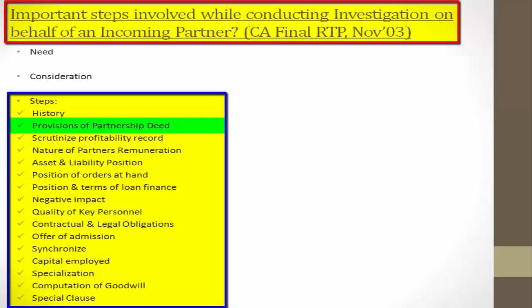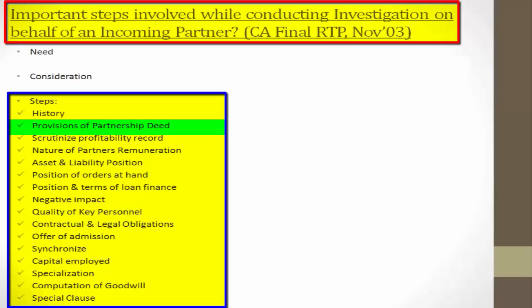What is the composition of partners? What are their capital contributions? How are drawing rights being taken care of? What are the retirement benefits? What is the job location? Financial management, goodwill. All these things are required to be ascertained with the help of the provisions of the partnership deed.